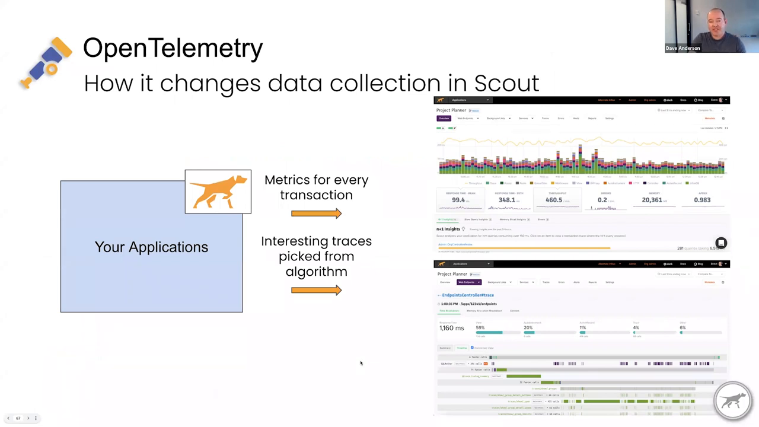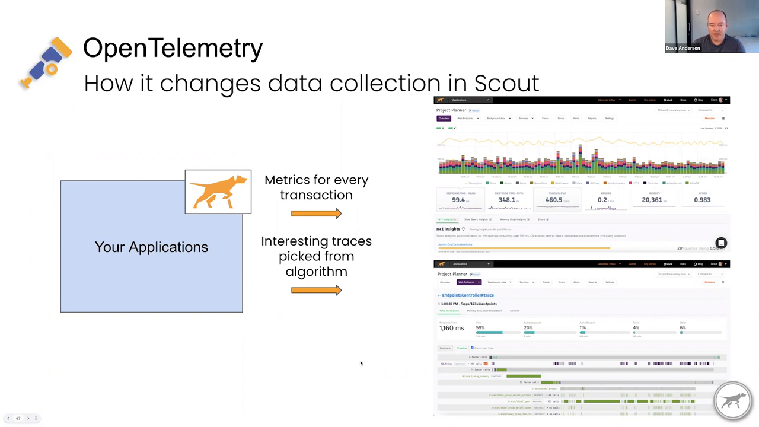So OpenTelemetry, how it's changing data collection in Scout. Right now, the Scout agent sits in your application, and it's an in-process thread that collects telemetry data from the instrumentation that we've written ourselves. It collects metrics for every single transaction and sends that to Scout. And in addition to those aggregated metrics, it picks out interesting, detailed traces, selected by an algorithm, that give you the beginnings of some observability within your application, to what may be slow or where the pain points of your users may be.